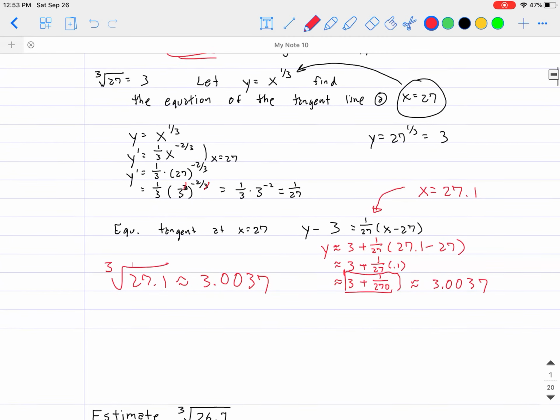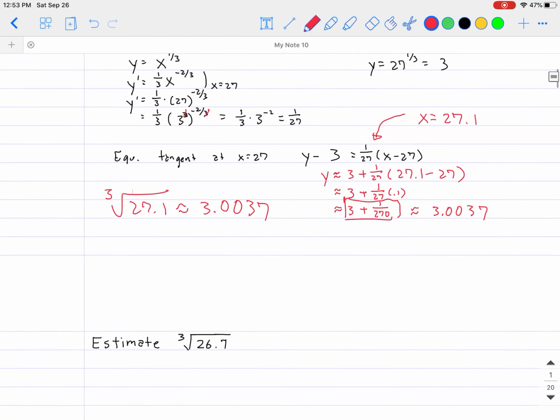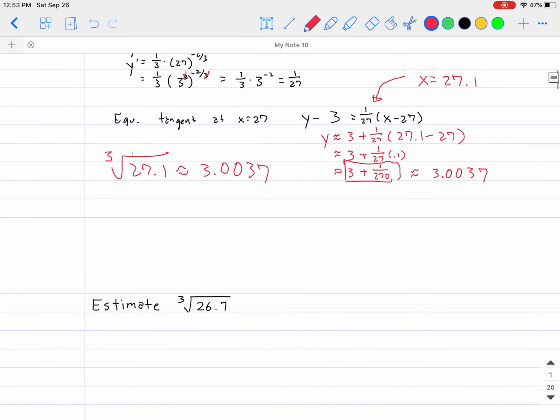Okay. All right. So now let's say this time around, I want to estimate the cube root of 26.7. So I'm basically using the same setup, because the beginning part is pretty much the same. You're just solving for the equation of the tangent line. But what if I want to go backward instead of forward then? Well, it's still the same thing.